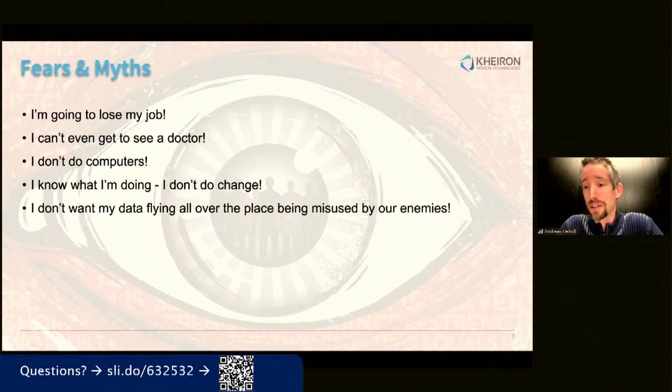There's a lot of hype and fears and myths about AI, and these are questions that I'll often have to answer, or members in my team have to answer when we talk to experts. For example, sometimes people say, am I going to lose my job? Or I can't even get to see a doctor anymore with all these tools around and these AI algorithms that make me redundant. And I can just say, no, that's not the case.